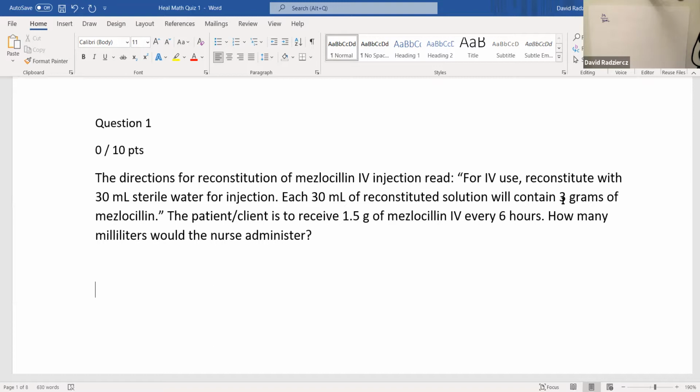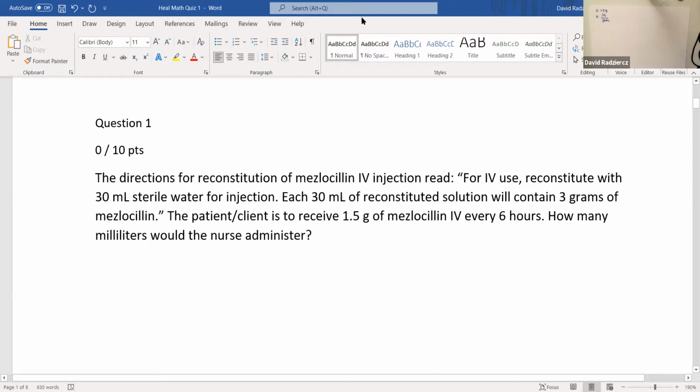Okay. And then the order. So this is actually what I have available. My order is going to be the 1.5 grams. So if you're looking at this, you would say right off the bat, well, 1.5 grams is half of 3 grams. So I'm going to give this person 15 milliliters, which is the correct answer. That's how you would set that up. But if you didn't know that already, let's see how we can do that.